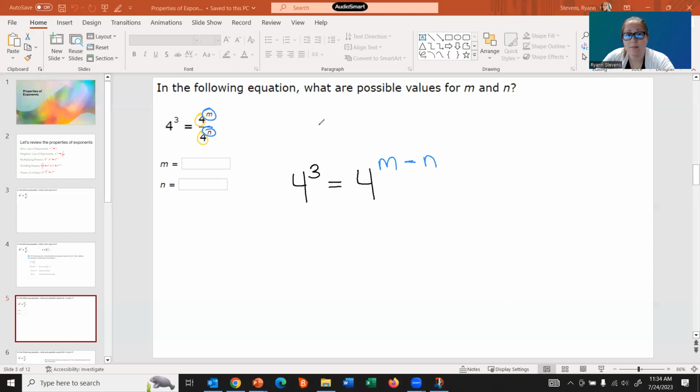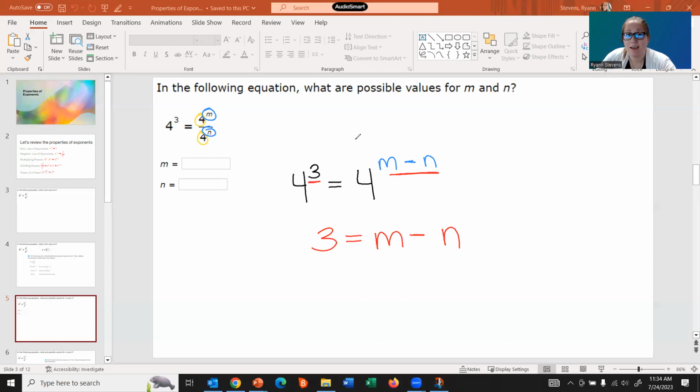Okay. And so now that we've set this up, we can take just the exponents here. So we could take 3 and we could take m and n, and we could set this up as a separate problem. So 3 equals m minus n. And we have to think about what numbers we can plug in for m and n to make this a true statement. And when we think about it, we have to get to 3.